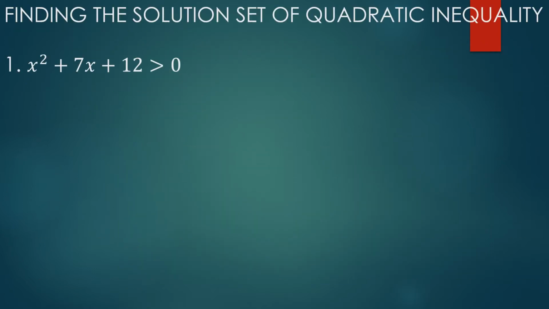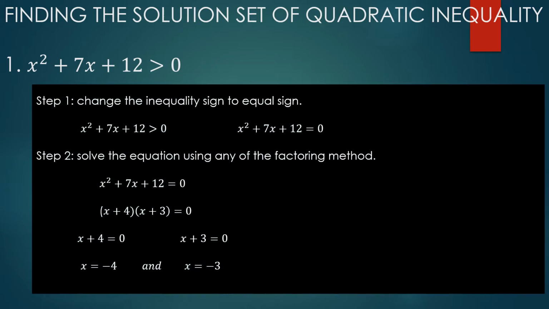Okay, so let's start. Finding the solution set of a quadratic inequality. So we have here number 1. X squared plus 7x plus 12 is greater than 0. Okay, so meron tayo mga steps para masagutan natin yan. Step number 1. Change the inequality sign to equal sign. So, papalitan mo lang yung inequality sign na greater than into equals. So, magiging ganito na yan.